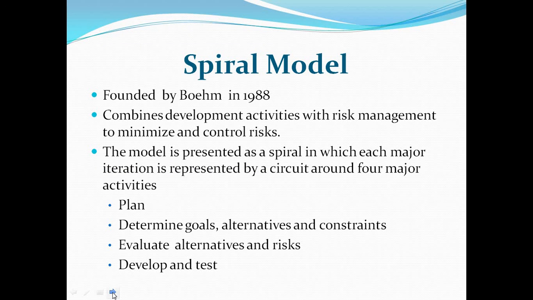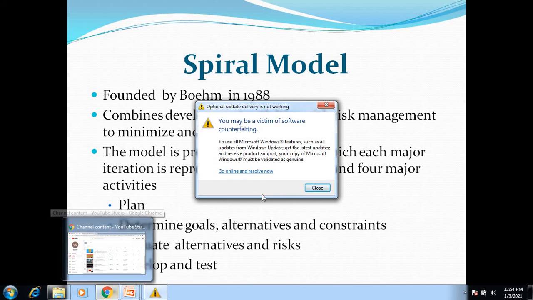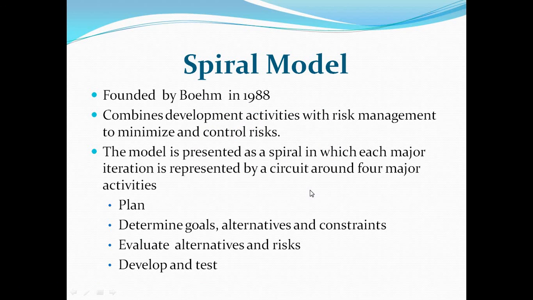The last one is the spiral model, which was founded in 1988. In the spiral model, we combine development activity with risk management, to minimize and control risk. The model is represented as a spiral in which each major iteration is represented by a circuit around 4 major activities. What are those activities? The first is planning, the second is determining the goals, the third is evaluating the risk, and the fourth is development and test.